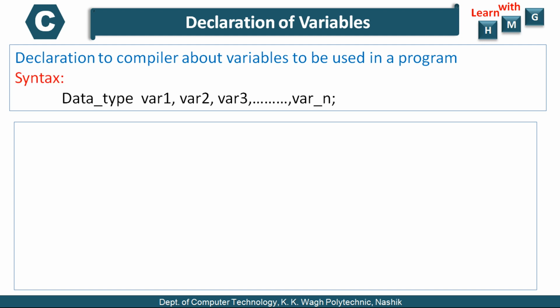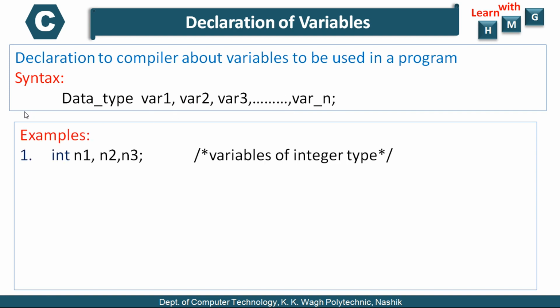So this is the syntax of variable declaration. First of all, you have to mention the data type, then the list of variables separated by commas: variable 1, variable 2, variable 3, and so on, n number of variables you can declare, ending with a semicolon. Let us have some examples. For example, I want to declare variables of integer type.